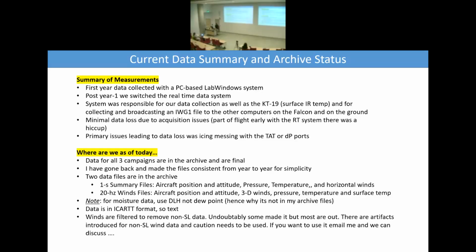There's no dew point data in there, because you should be using the DLH data for that. It's much better. It's text format ICARTT. I think they're trying to turn it into NetCDF. I don't know how to do that or read it, so talk to Michael. Like say, if there's icing issues, the data's been flagged out. We did several calibration flights since we'd not done winds on this system before, on this aircraft before.